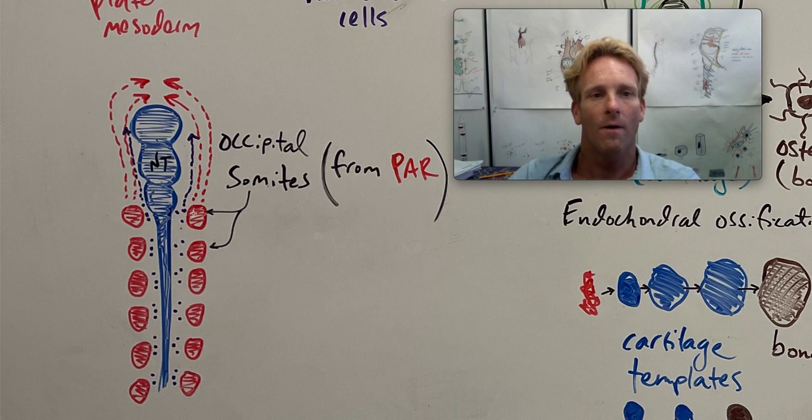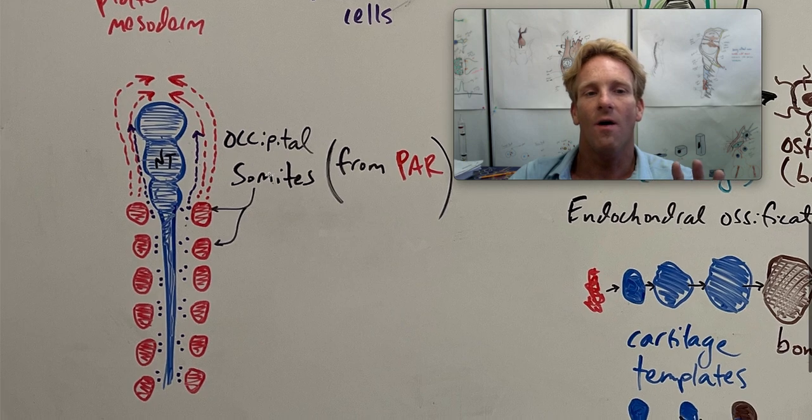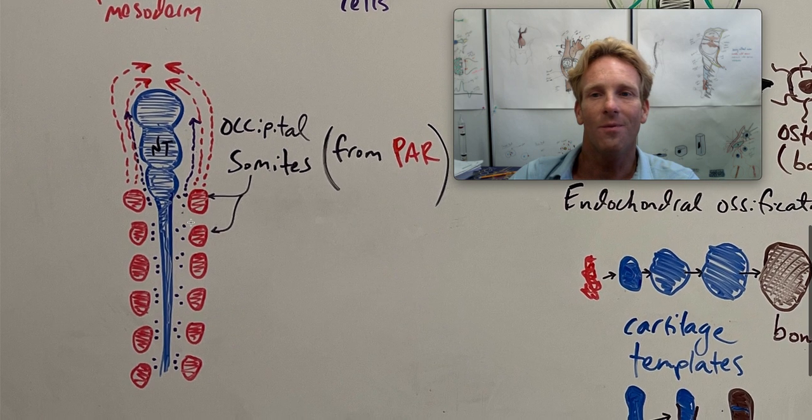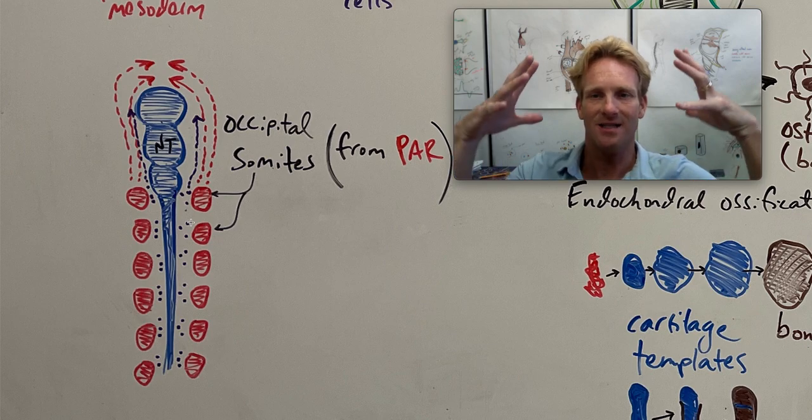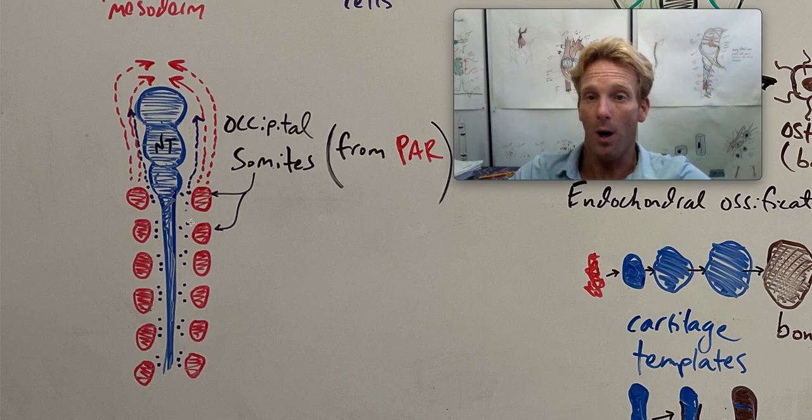Well, on either side of the neural tube, starting down here, where the spinal cord is going to develop, we have these occipital somites. And these are collections of cells that have developed from that paraxial mesoderm. And what these guys are going to do to make the skull, because that's the first job of the development of the skull and the spine, is we need to encase the developing brain in bone, right?